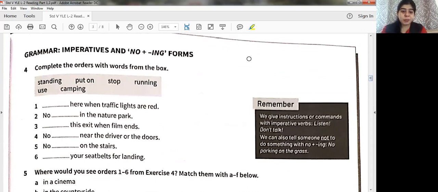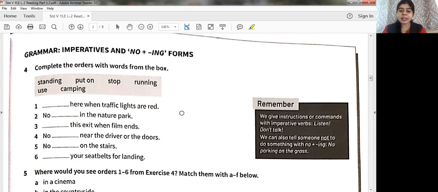Okay, so on page number 53, what are we supposed to do? Let us do it together. Take a pencil in your hand, students. Grammar, imperatives and no plus ing form. Complete the orders with words from the box. So here are the orders which are given. You have to complete these orders by choosing the appropriate word from the box.